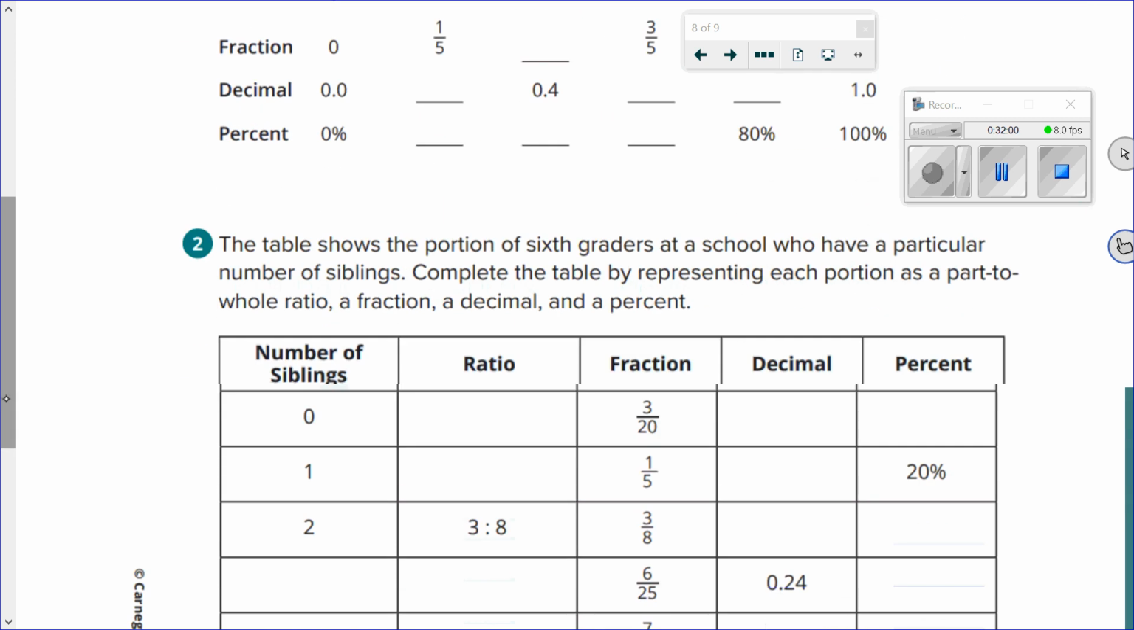Number 2, the table shows the portion of 6th graders at a school who have a particular number of siblings. Complete the table, there's our task, by representing each portion as a part to whole, a fraction, a decimal, and a percent. Okay?